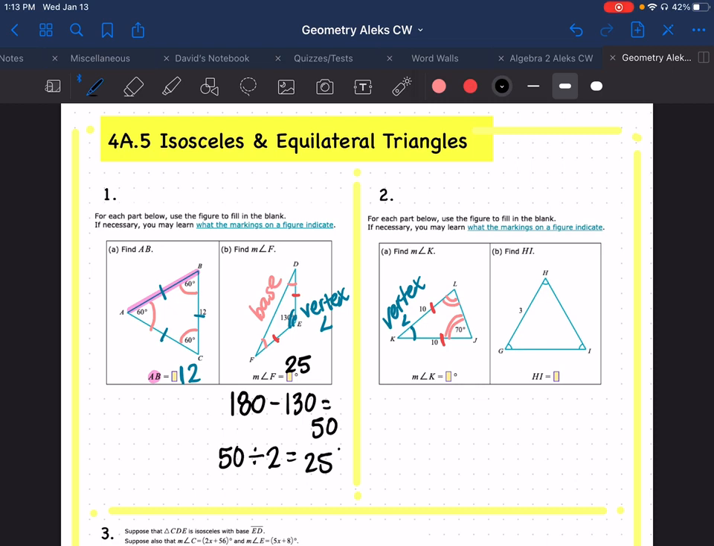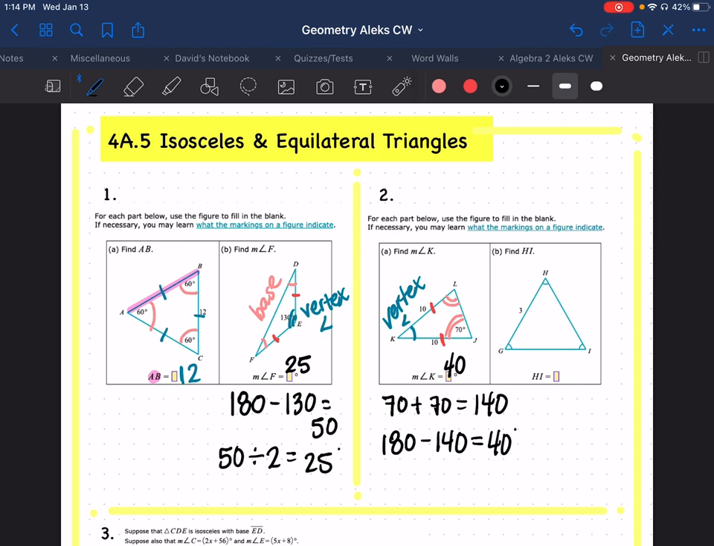So notice what they're doing. They're telling me that one angle is 70, but there's also a second one. So for this one, I'm going to do 70 plus 70, which is 140. And then to find that angle K, that vertex angle, I'm going to take the 180 of a triangle and subtract the 140, which gives me 40 degrees for my vertex angle.